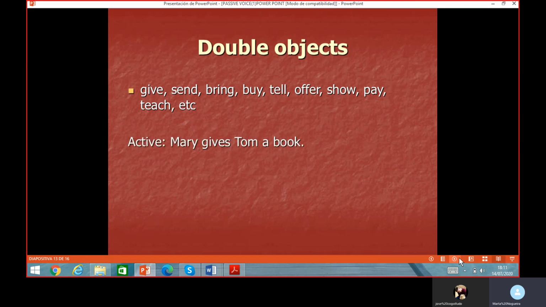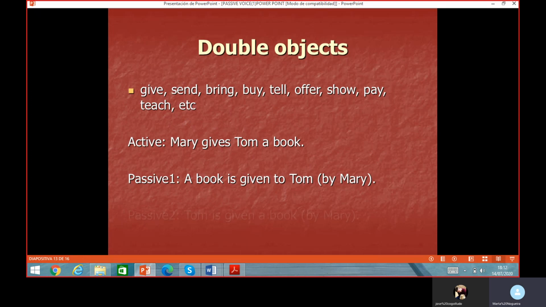And we have two possibilities. In this sentence, in the active structure, Mary gives Tom a book. I can pass it to the passive voice in two ways. The first option is that I put the direct object at the beginning. A book is given, because this is present, I have to put the present of the verb to be and then the participle. To Tom by Mary or by Mary to Tom.